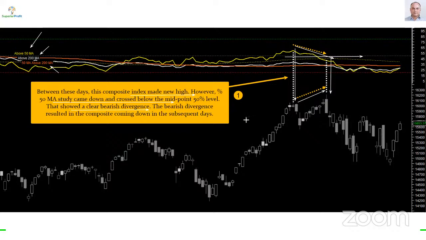By definition, the percentage MA studies will always show the weakness before the market indices. They may coincide, but mostly, in my experience, they always, especially the most sensitive one, the yellow line, will always tilt down before the market starts to go down. Leading indicator, true leading indicator. And this resulted in the composite coming down.